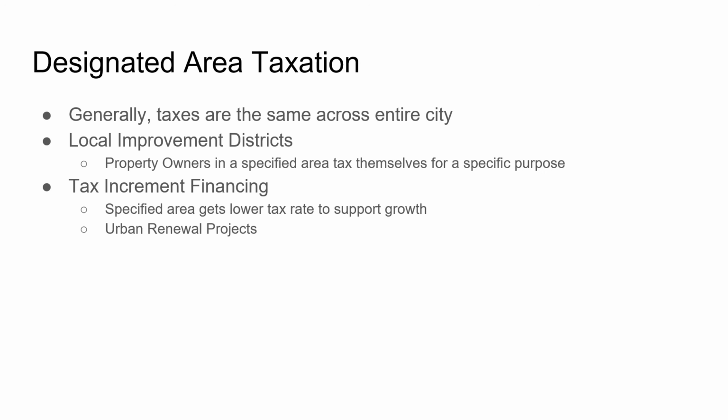So you might have an area of the city that needs sewer improvements, and the local area would rather pay a little bit more in property taxes in order to get the sewer upgraded rather than have regular outages, that kind of thing. There is also tax increment financing, which is basically where a specific area gets lower taxes, usually to support growth and development. These are your urban renewal projects. When a city wants to build up an area, they will provide tax abatements in order to get businesses to move into those areas.